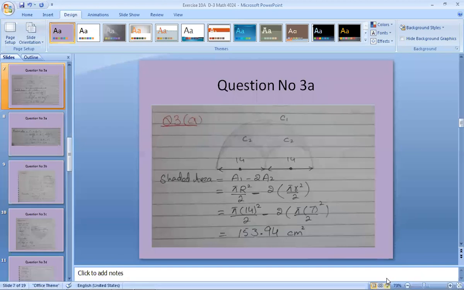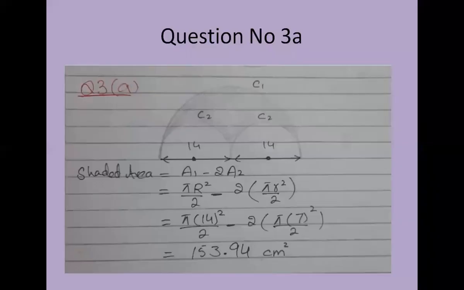Okay, so on your screen, question number 3 is now showing up. First of all, I will find area 1, that's the area of this big semicircle, and its radius is 14. So you will have pi r squared divided by 2, pi 14 squared divided by 2. This will give you area 1. Area 2 is the area of this small semicircle, which is white, not shaded. Its area will also be pi r squared divided by 2, and its radius will be 7.